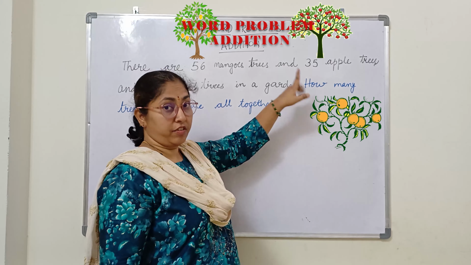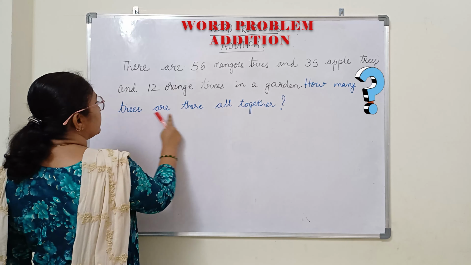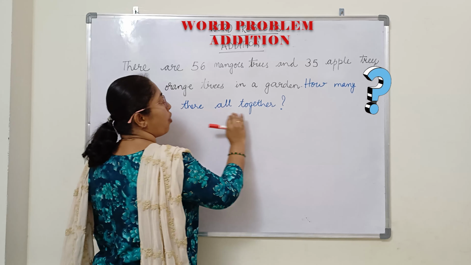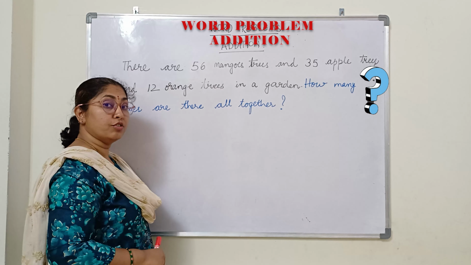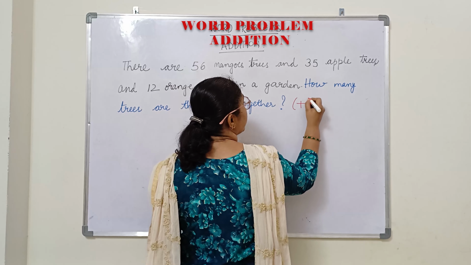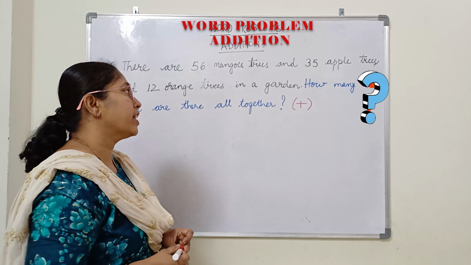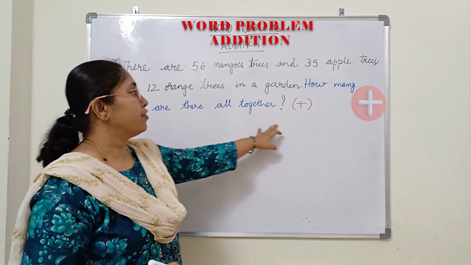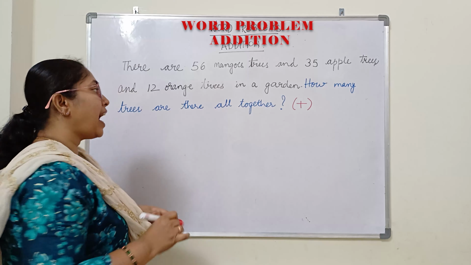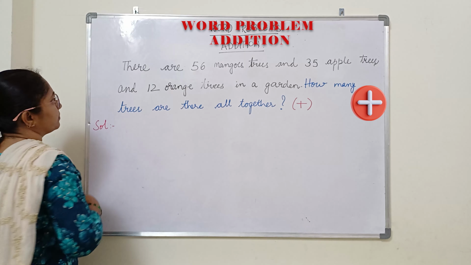Next, the question they are asking, I have written in blue. How many trees are there all together? They have given "all together", which means what should we do? We should do addition. In all, total or all together, if they have given, we have to do addition. Just remember that. Now we'll start writing the statements for this problem.